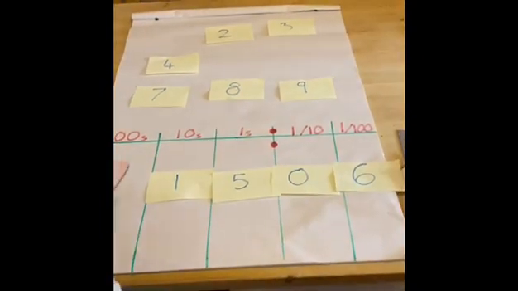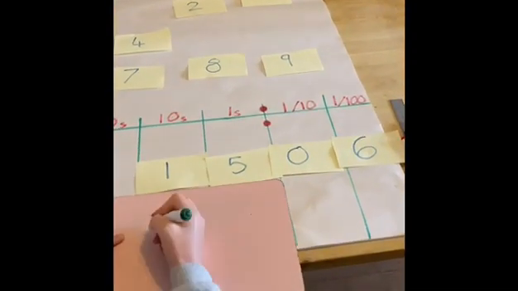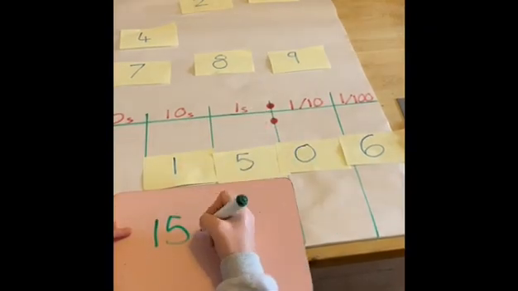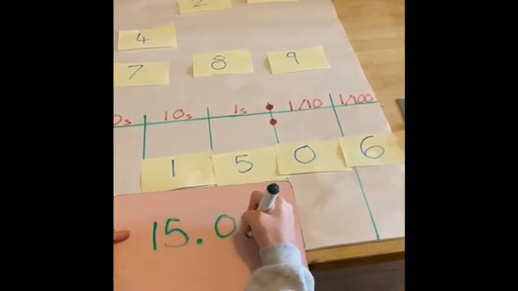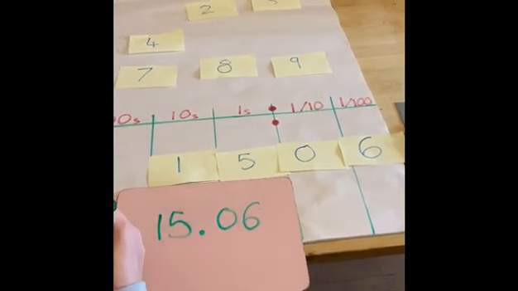Ooh, so let's see what we've got. And let's write it down. So remember, when you're copying the number to put in the decimal point, if not, you'll get a very different number. So this number was 15.06.